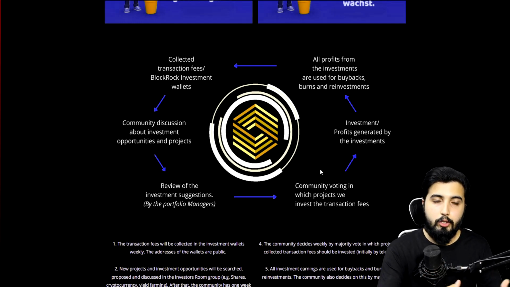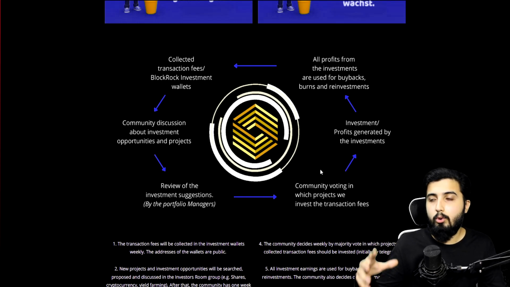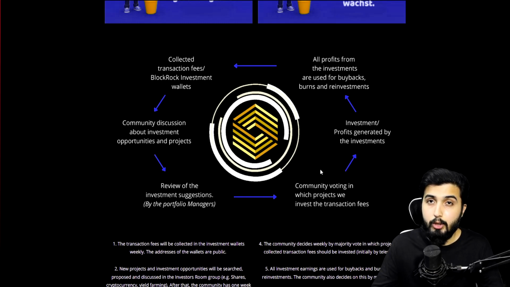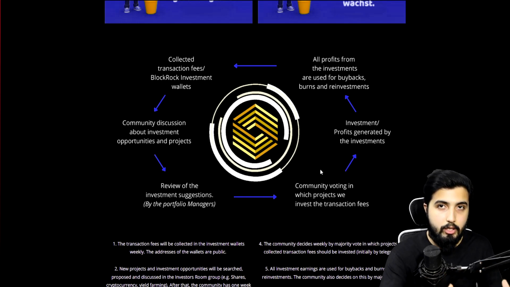Transaction occurs, you buy a token or you sell a token, there's a transaction fee. Although in this case it's actually different, there's more transaction fees on selling, kind of like an anti-dump buyer. So transaction happens, there's a fee involved. Those transaction fees are pooled in an amount, and then the whole community, the holders, they discuss with each other different opportunities. They give each other ideas on different projects, different investment opportunities on where they should invest, and then they provide the ideas, the suggestions to the portfolio managers.